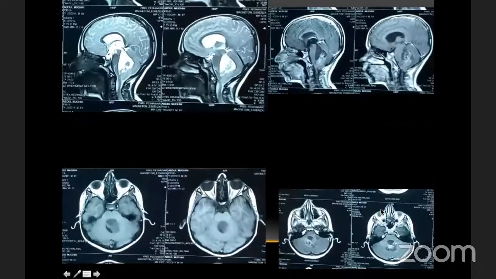So, okay, this is the second case. Who would like to describe this case? So this is a young boy who had visual problems, had vomiting, and had gait ataxia. So guys, what do you think this is?